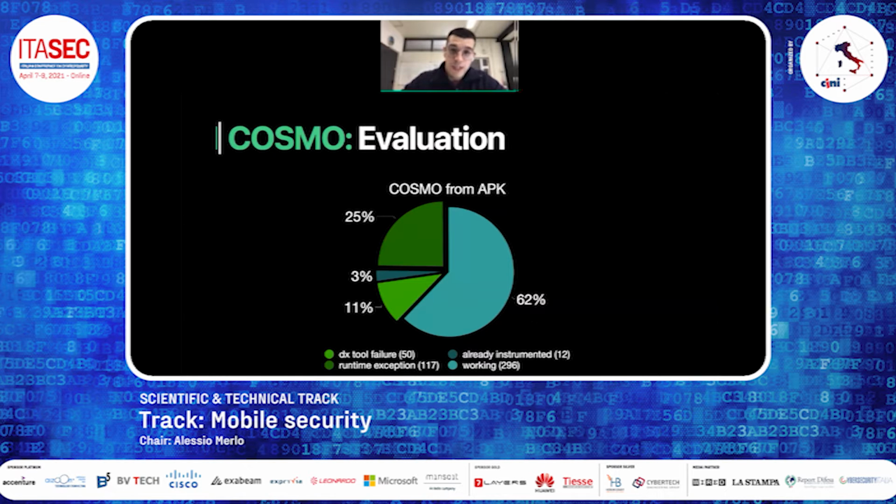If we consider COSMO from APK, 62% of the apps worked. And speaking about failures, we have both build failures, which are the failures given during the instrumentation, and runtime failures, which are the crashes of the app when you launch it. The build failures are related to a tool in the pipeline that does not work as expected. That is the DX tool.